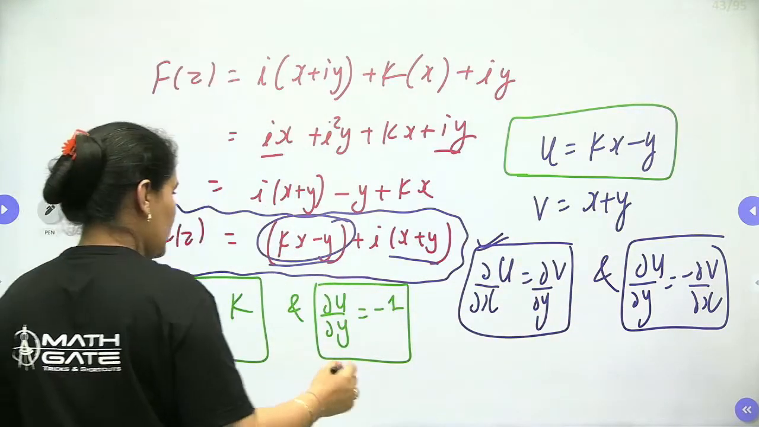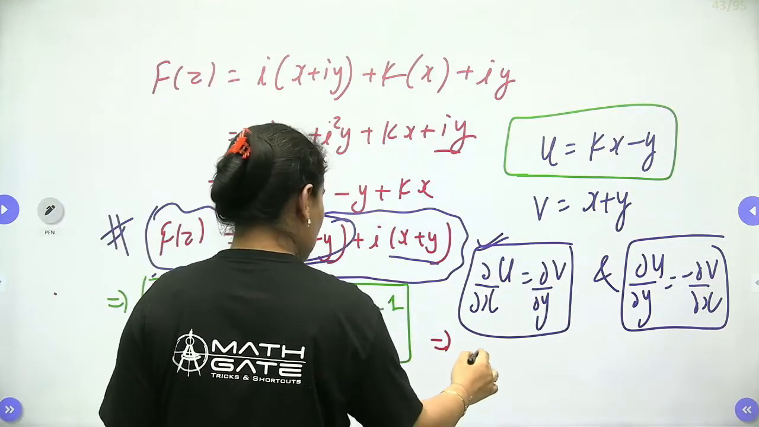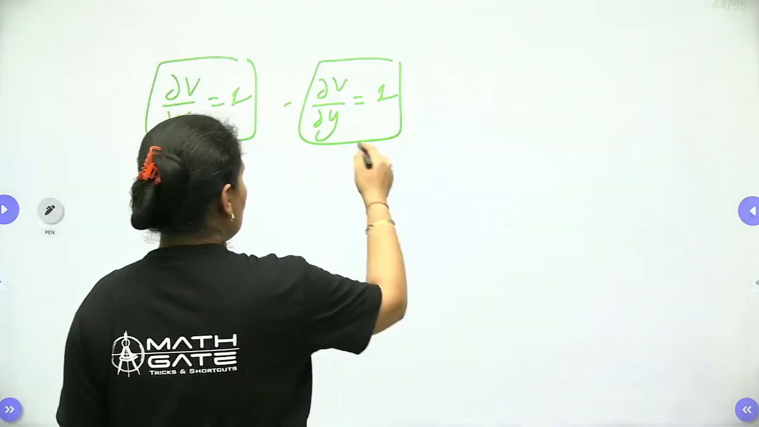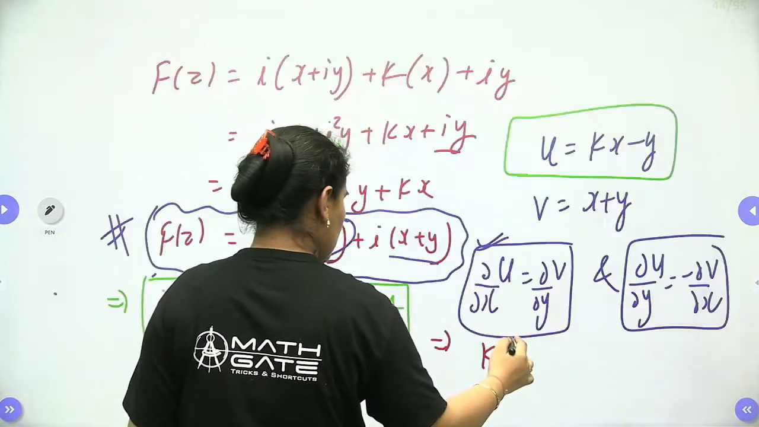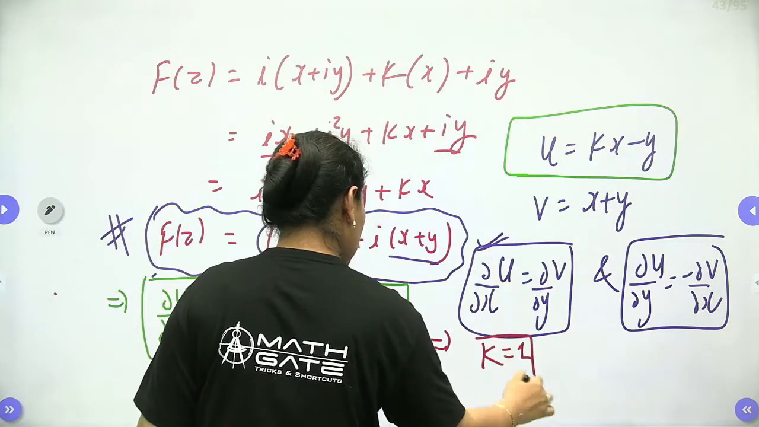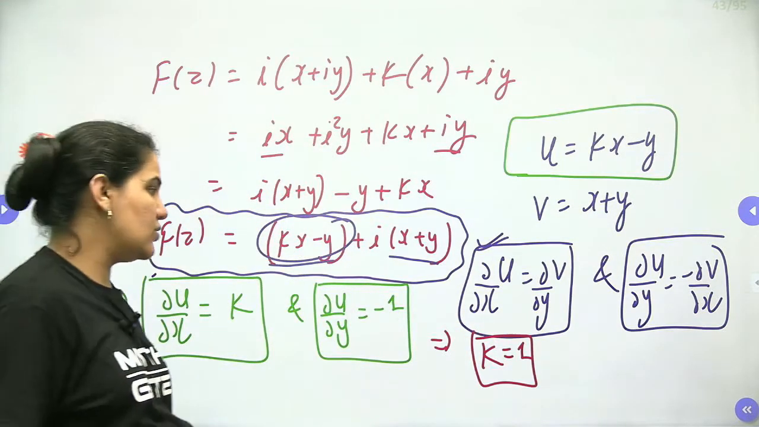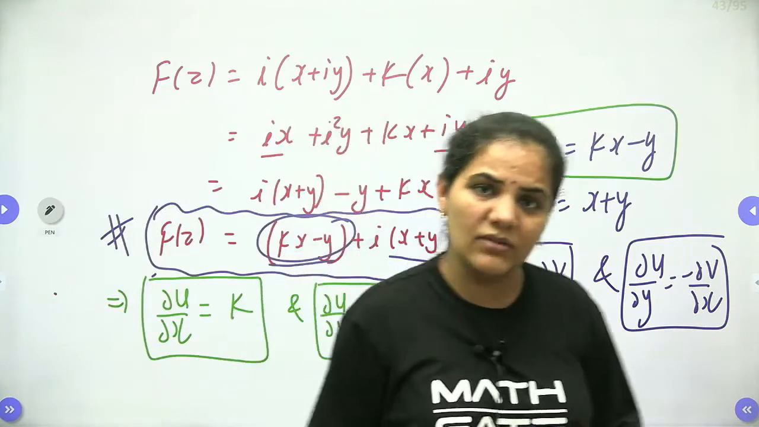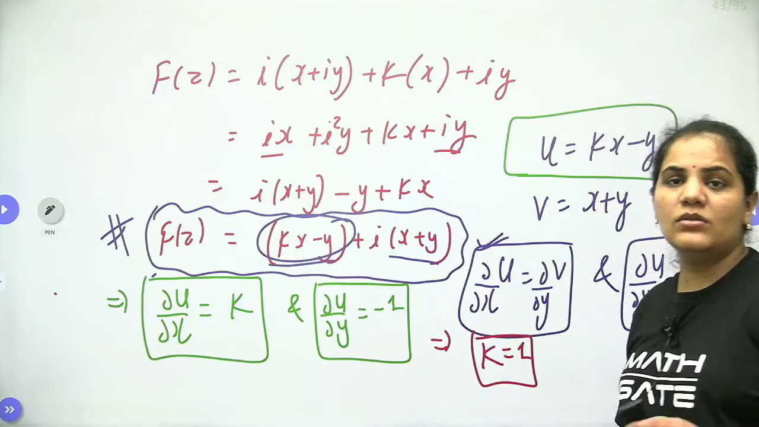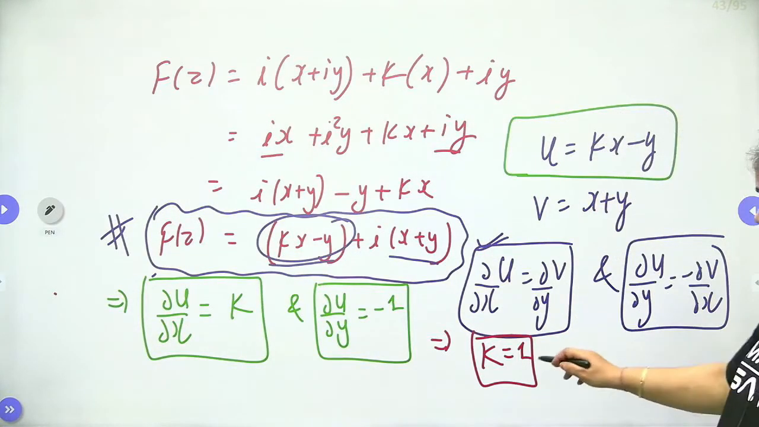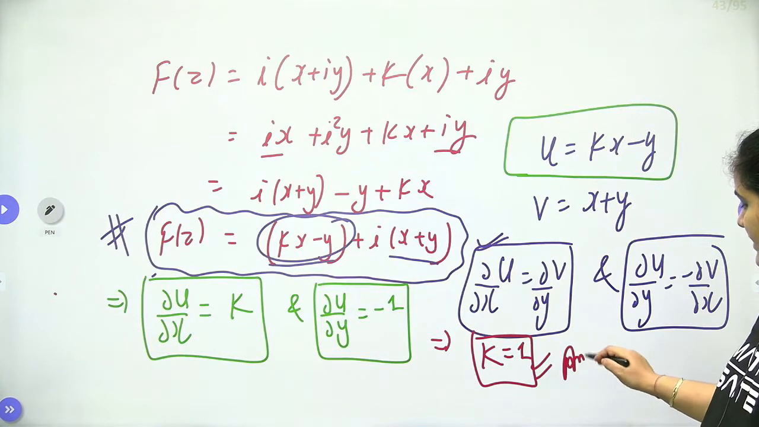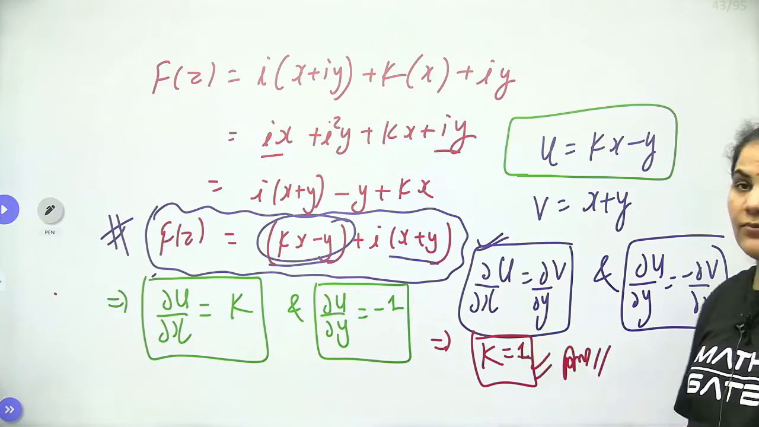When we put the values, ∂u/∂x = k should equal ∂v/∂y. So hence we can say k = 1, my dear students. We have to find only the value of the unknown quantity k. So we can conclude, hence k = 1.